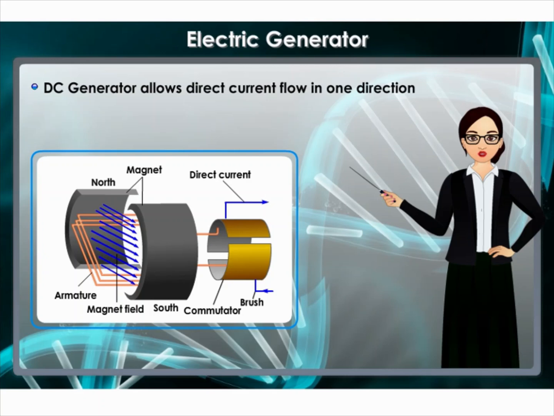The difference between the direct and alternating currents is that the direct current always flows in one direction, whereas the alternating current reverses its direction periodically. Most power stations constructed these days produce AC.